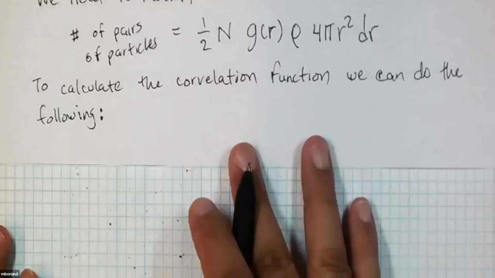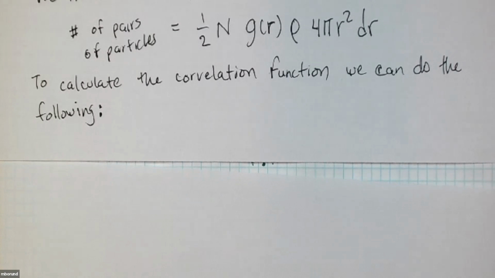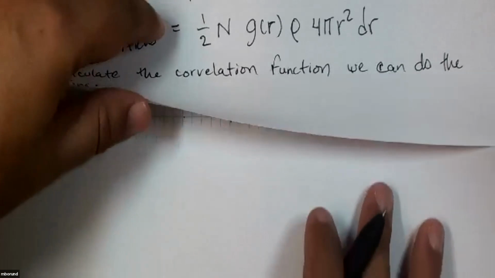So we want to calculate the correlation function, right? And figure out how to do it. And we do the following. This is my G of R. I will do the calculation.